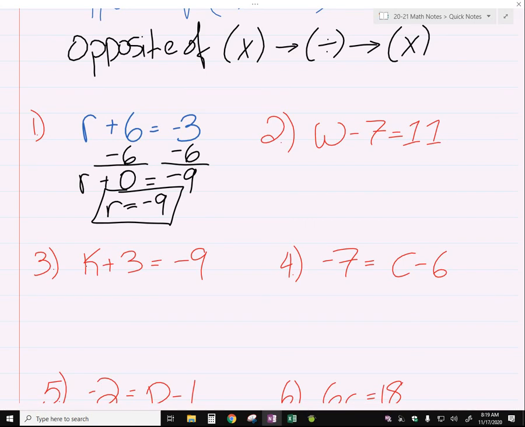And here's the thing about this. In your homework, it says to solve for the variable and check your work. There's a way that you can check this to make sure you didn't make any mistakes. And when we start doing more steps, this is just one step. When we start doing more steps, you're going to want to check your work because there's more room to make an error.